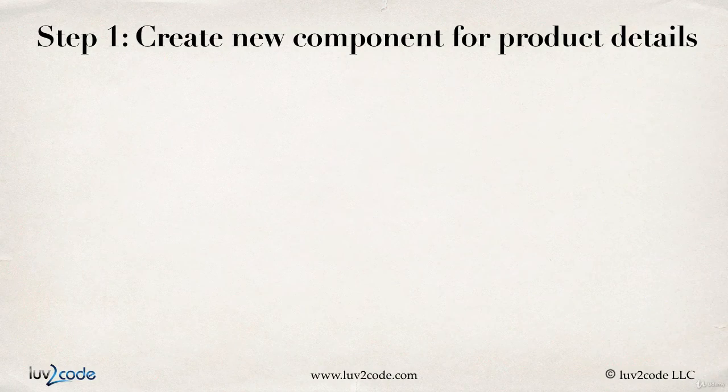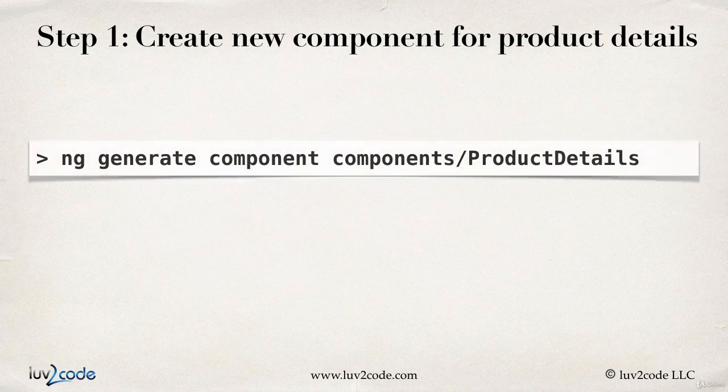All right, step one of creating a new component for product details. And this is really easy, right? We simply use the ng generate component, and then we give components/product-details.